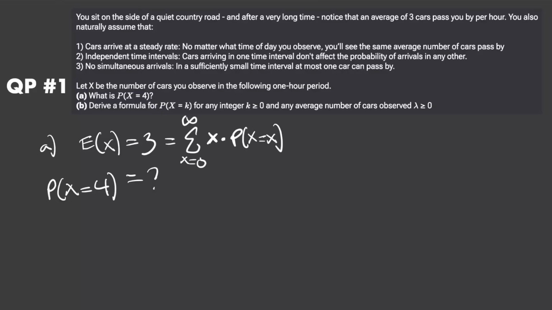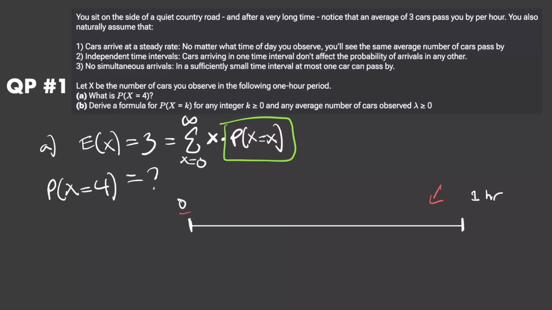Now the problem is that the question really doesn't give us much information about the underlying probability distribution. So if this is my time interval right here going from 0 to 1 hour, well, I don't know how many cars are going to come within this interval. First of all, it's continuous, so I have no idea what the probability is going to be because it could be anything from 0 all the way up to infinity.